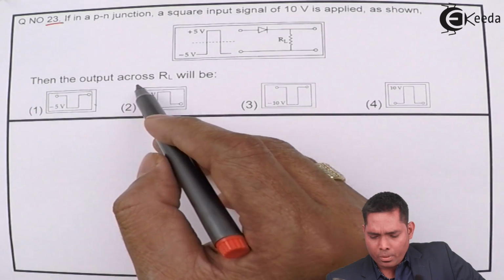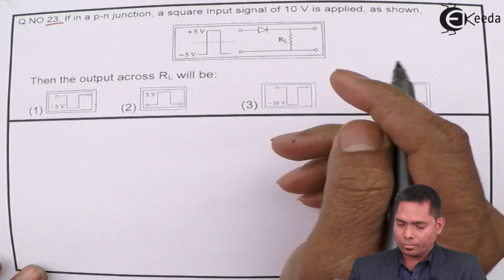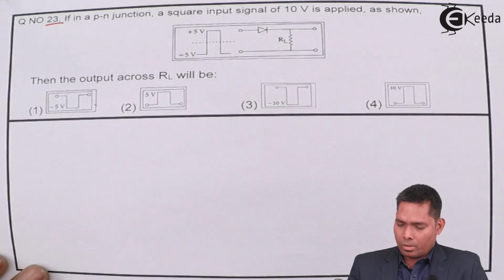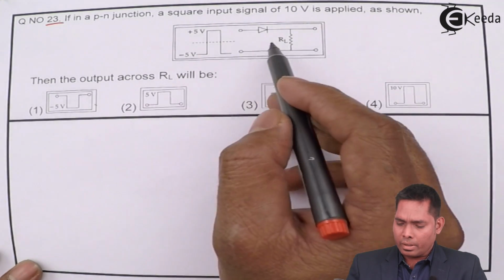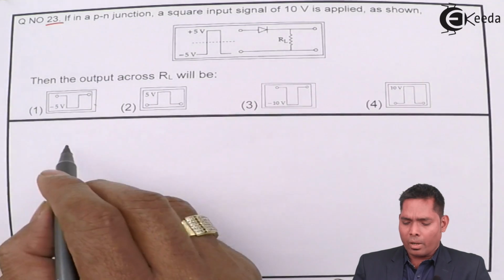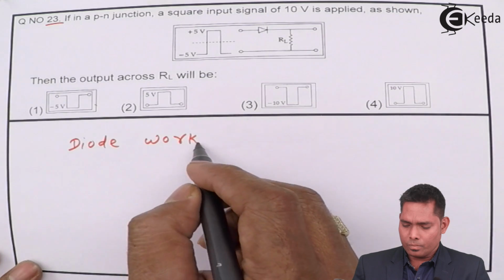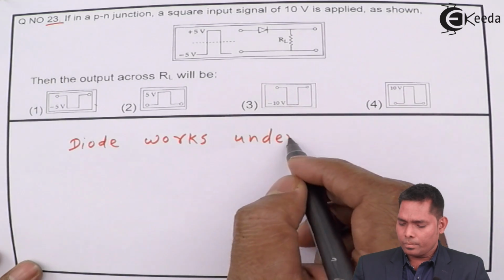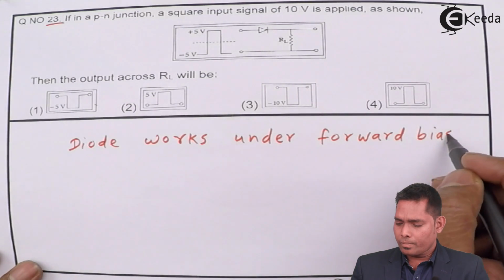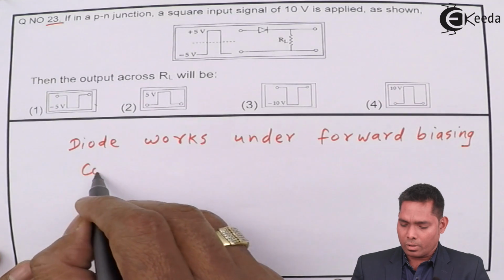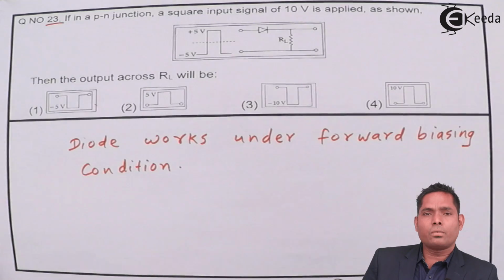Then the output across RL will be... what will be the output here? Obviously there is a single diode. The diode works under forward biasing condition. Diode works under forward biasing condition.